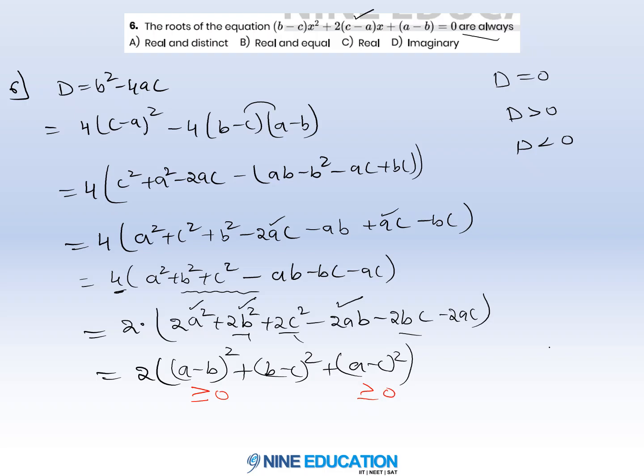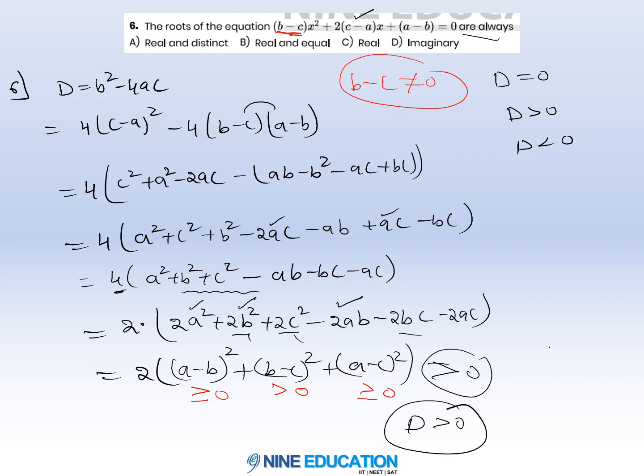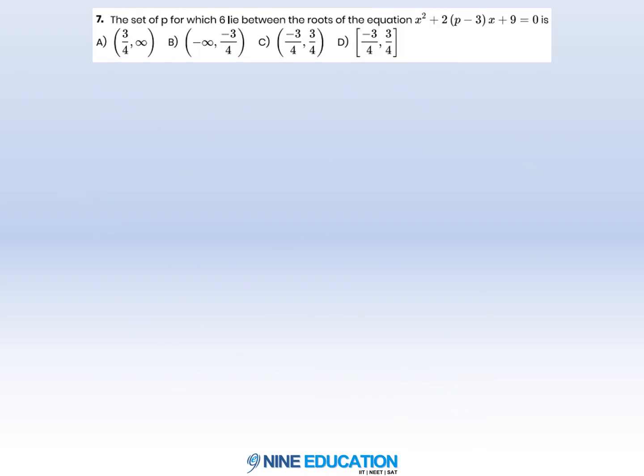What about b minus c case? See if you observe the question, in the question, b minus c is coefficient of x square. If it is quadratic equation, b minus c should not be 0. That means b can never be equal to c. That means this value will be always greater than 0. So this entire expression will never become 0, right? So this entire expression will be definitely greater than 0. That means discriminant greater than 0 we are getting. Which concludes roots are real and distinct. Option A it is. Let's discuss question number 7.